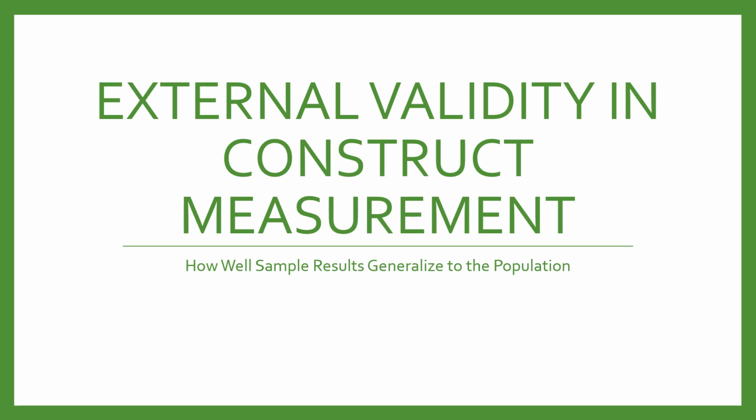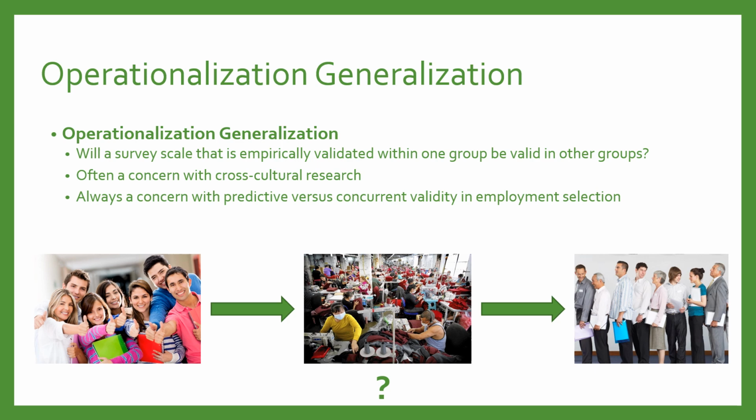let's think beyond the confines of our study and look at external validity in construct measurement. So external validity, or validity generalization, is looking at the degree to which inferences from scores on survey scales apply to the population of interest.